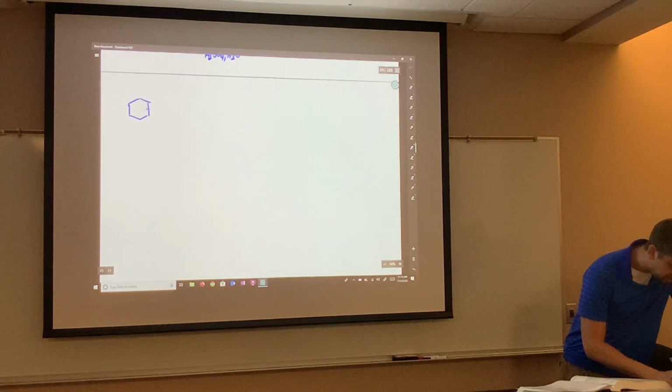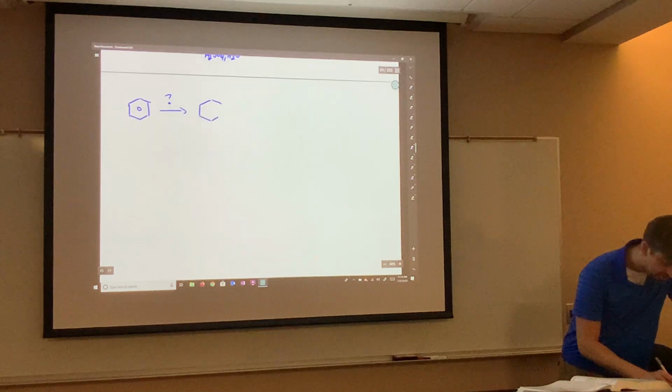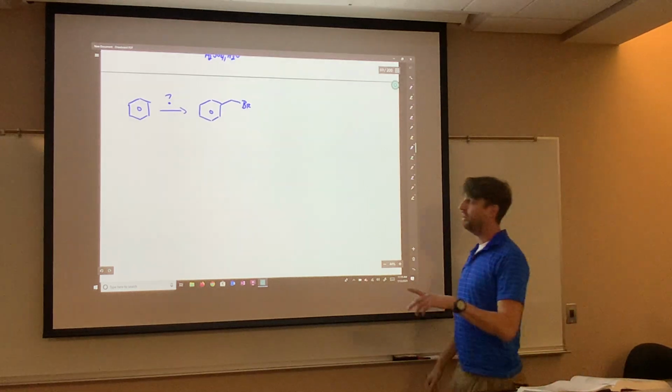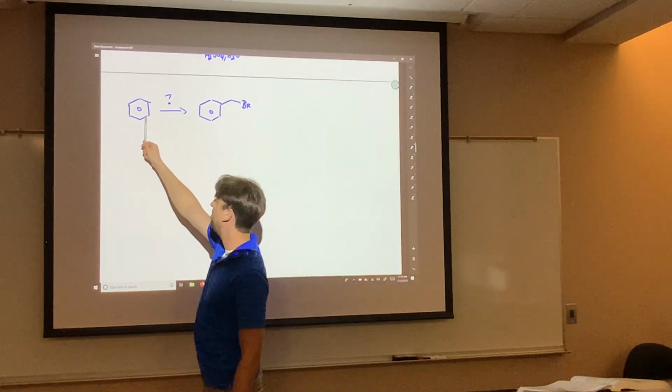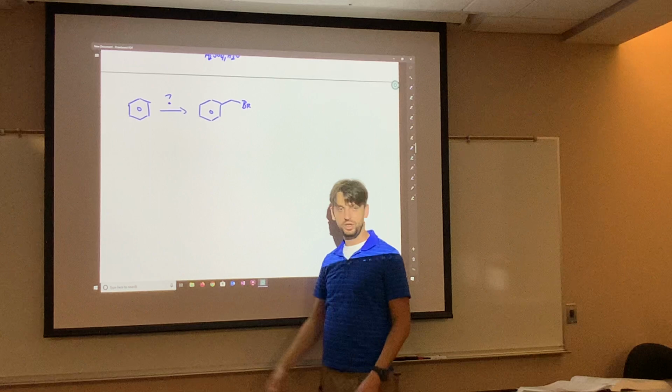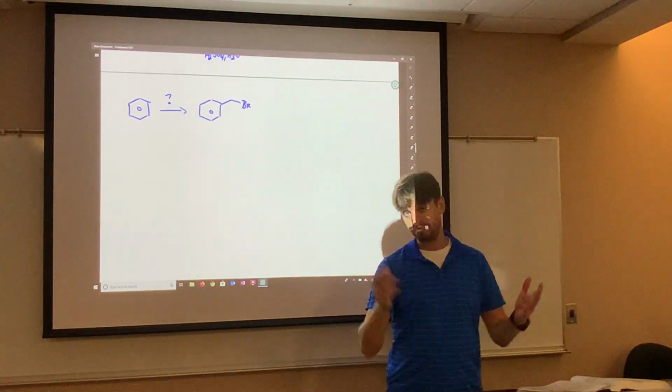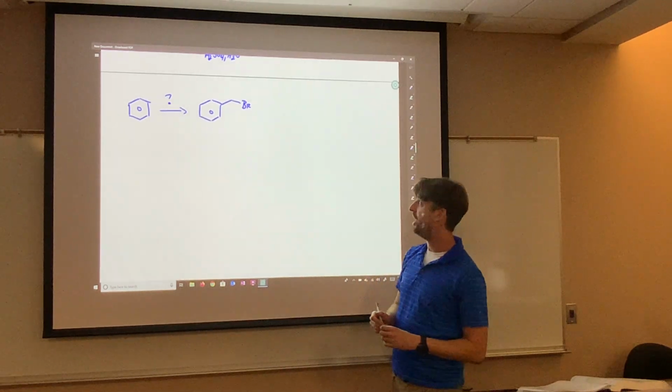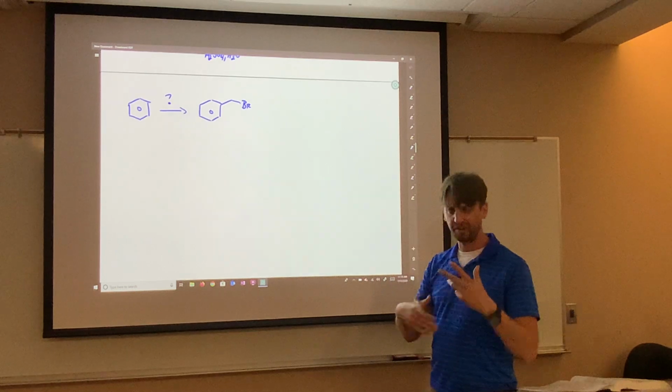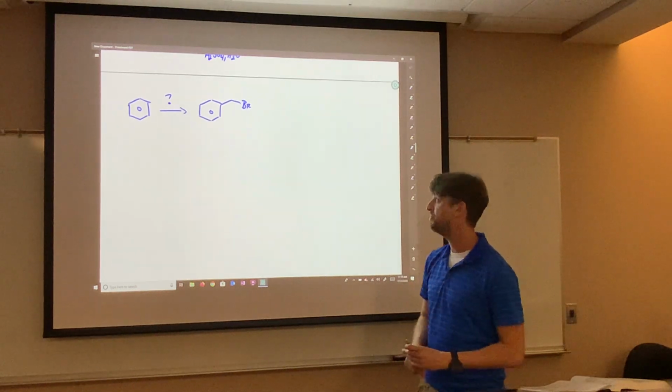So here's a little practice for you guys, or at least a thought exercise, right? Can you start from a benzene ring and make this from it, right? Shouldn't be too bad, right? You know, we have to add a bromine, we have to add some carbon, this kind of stuff along the way. So see what you guys can come up with, right?